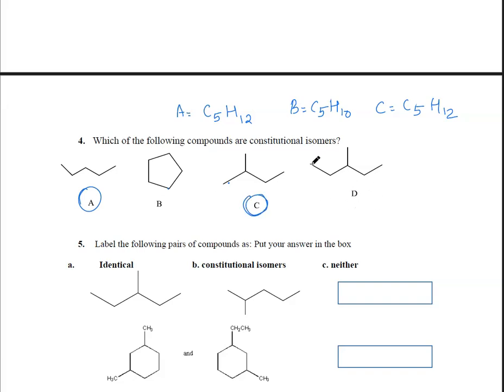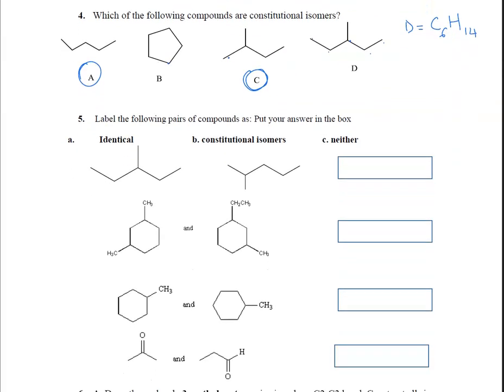How many carbon atoms? 1, 2, 3, 4, 5, 6. So D has 6 carbon atoms, which itself tells me that it cannot be isomer of any of these. And we have 14 hydrogens, right? So the only two isomers in here, constitutional isomers, are A and C.